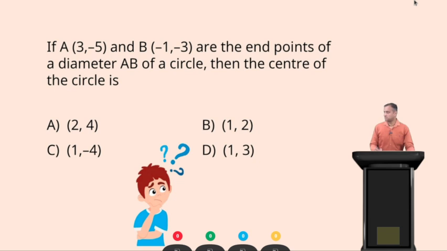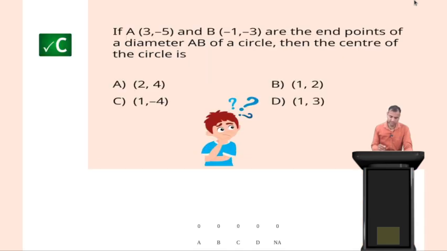Okay, if A is minus 3, and your time starts now, the end point of a diameter AB of a circle, then find the center of the circle. So here you can use the midpoint formula. Okay, and your time is over. So the correct answer is C.